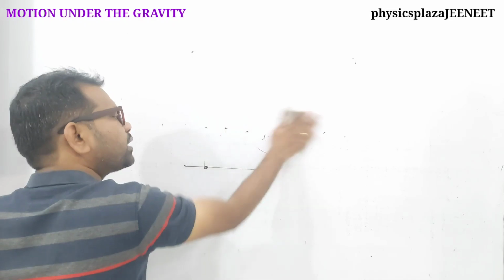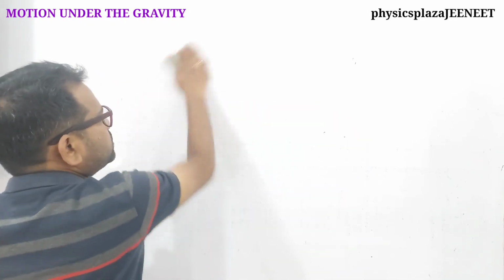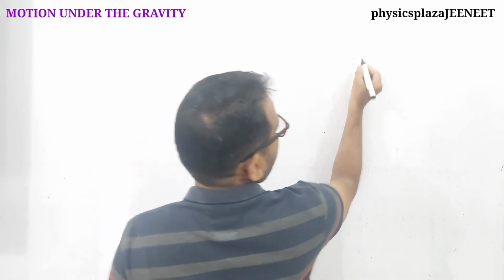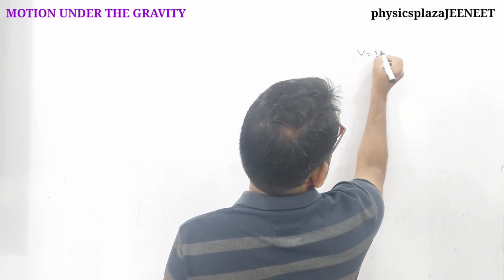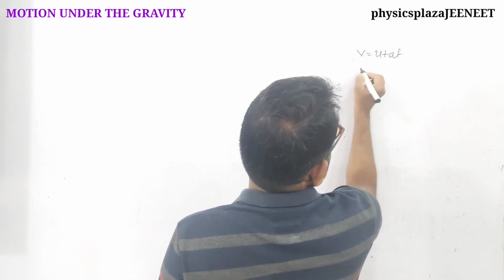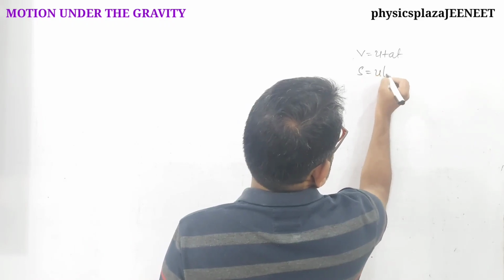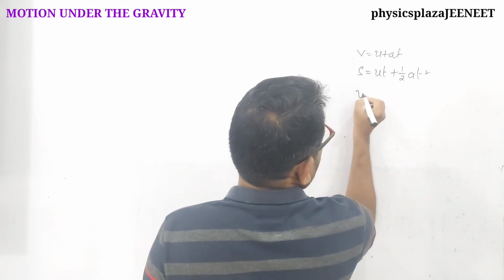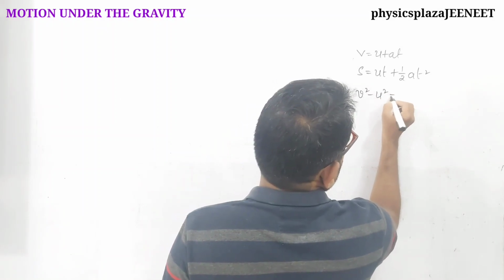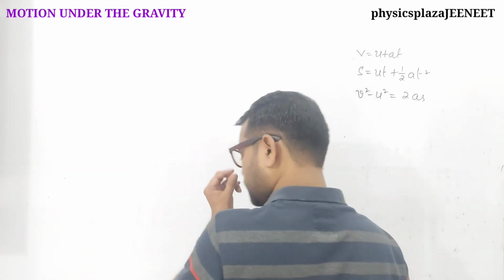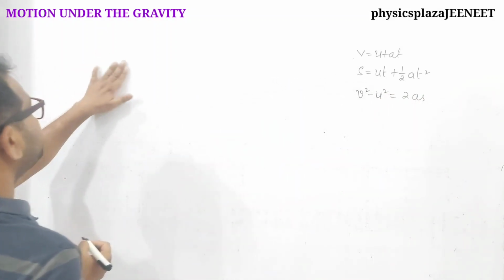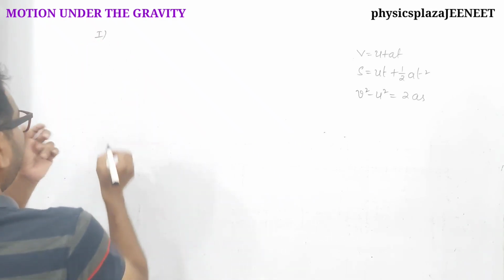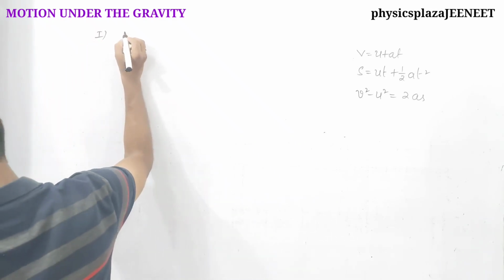Now children, we will see how equations of motion are modified for a freely falling body in case 1, and let us see the related graphs also. Okay, look at it children. Let us write the first equation of motion. First one is v = u + at. Second one is s = ut + 1/2 at². Third one is v² - u² = 2as. So children, it is the first case, freely falling body, right? Case 1, what is it?